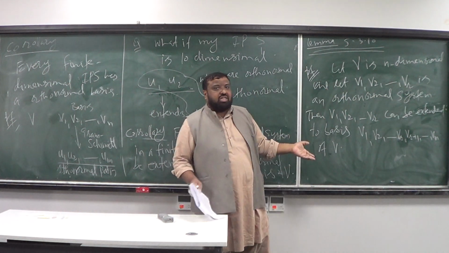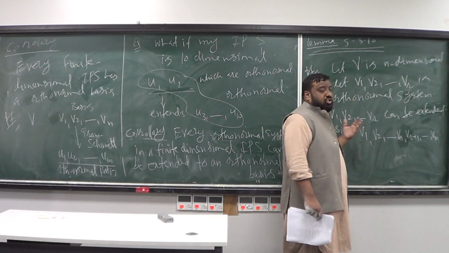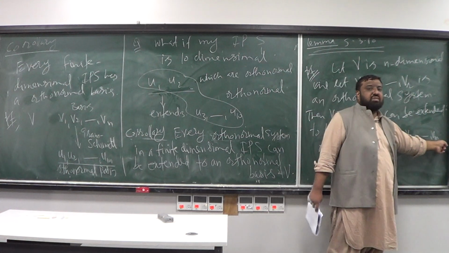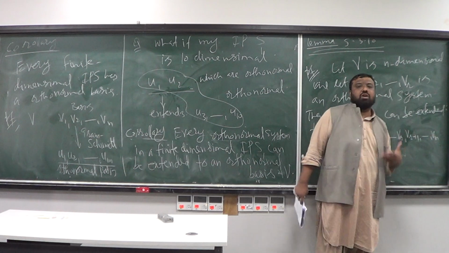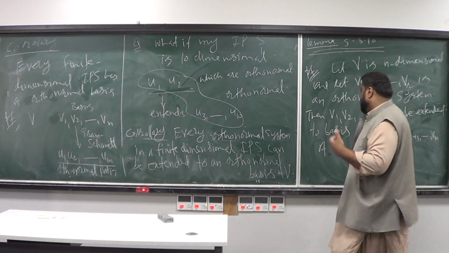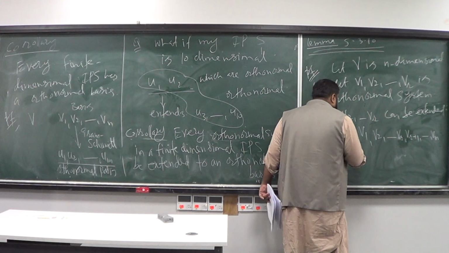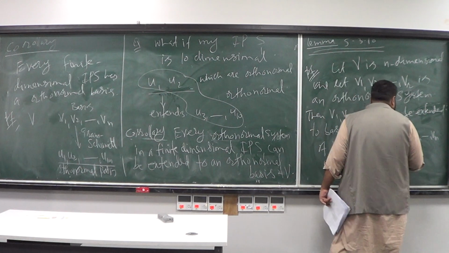But the other possibility could be that I know v1 to vr are orthonormal, but this entire set of n vectors does not form an orthonormal system. So what you can do is take this system and apply Gram-Schmidt.